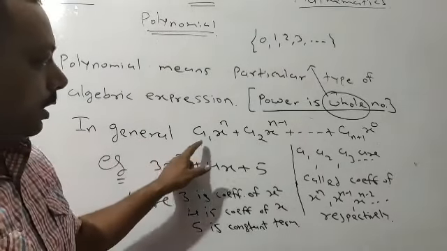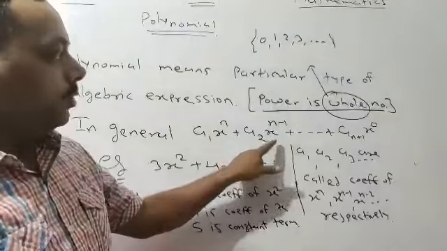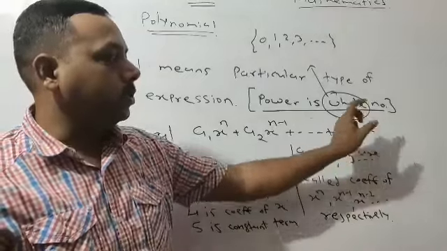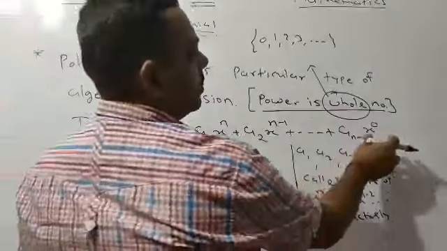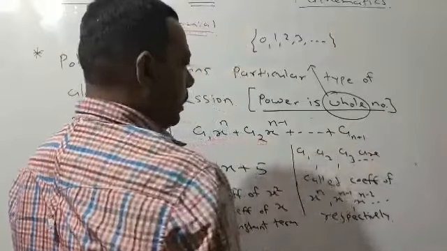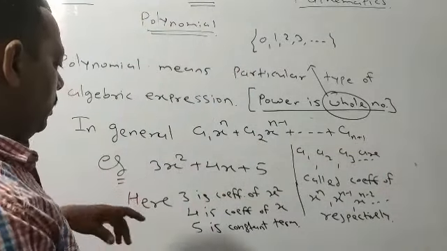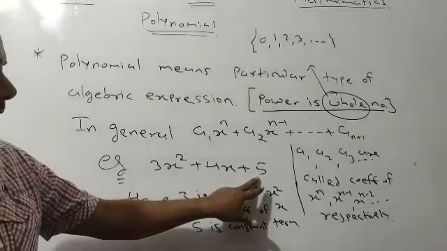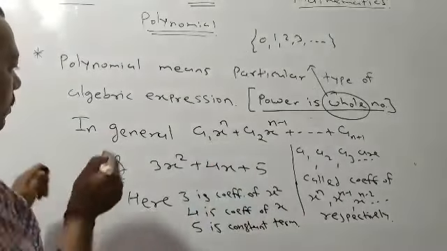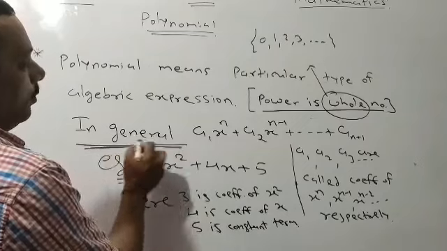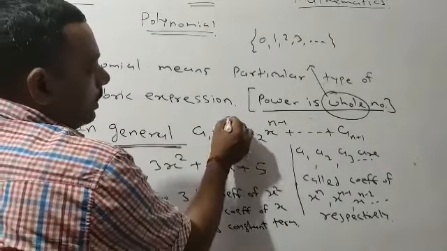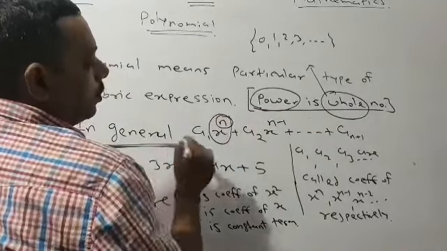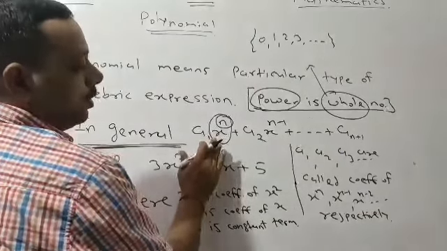Now in general, a1 x raised to n plus a2 x raised to n minus 1 plus dash dash dash, the last term is a n plus 1 x raised to 0. You may write 1 instead of x raised to 0, or you can not write anything, that is also okay. Now a particular example is 3x square plus 4x plus 5. We have already seen the general form of a polynomial. Here x raised to n, so the highest power is n, so it is called the order of the polynomial.